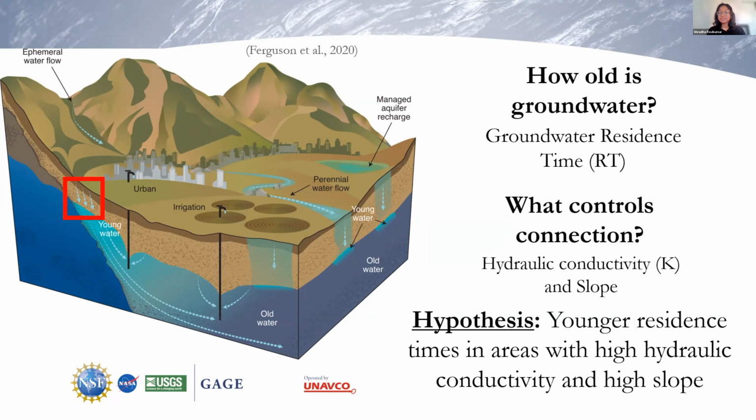The other factor that has a major influence on the groundwater surface water interface is the local slope in an area. If gravity is working in your favor with a higher and steeper slope, it changes how easily groundwater can move in the subsurface, which ultimately influences the residence time. So given all of that information, the hypothesis that we wanted to test in particular was whether we could find younger groundwater in areas that are steeper with high hydraulic conductivity, since those conditions would theoretically make it easier for water to infiltrate into the subsurface.